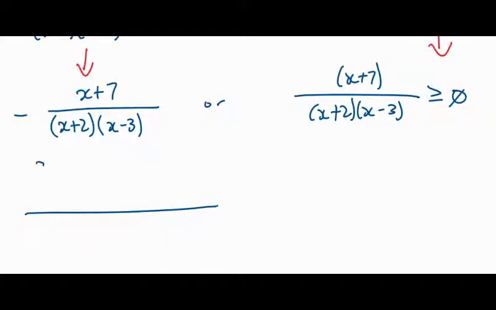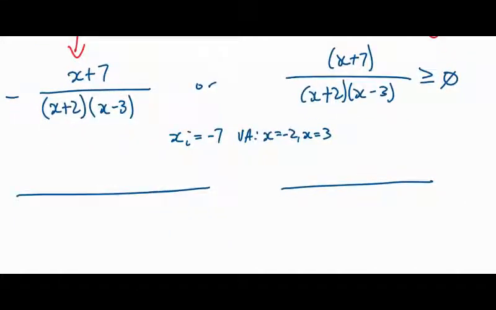My x-intercept, I'm going to do it in the middle because it's the same for both. It's negative 7. And my vertical asymptotes are x equals negative 2 and x equals positive 3. So I've got an intercept at negative 7, an asymptote at negative 2, and an asymptote at 3, and same thing over here.